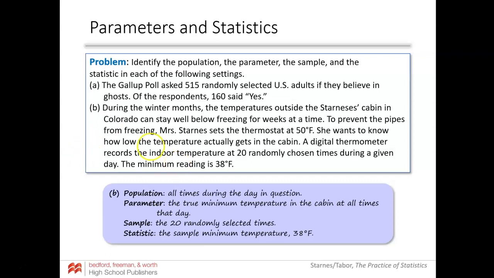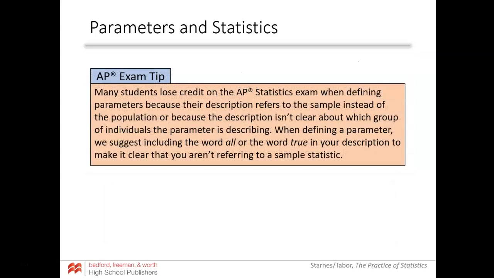For the population, what they're really trying to estimate is, at all times of the day, what's the true minimum temperature at any time? They need to figure out how low it goes. Now, the sample statistic: they sampled those 20 randomly selected times trying to measure where the minimum temperature occurred, which they found to be 38 degrees. So the hope is that that 38 degrees is a good estimator of what's really going on in the house throughout the day.